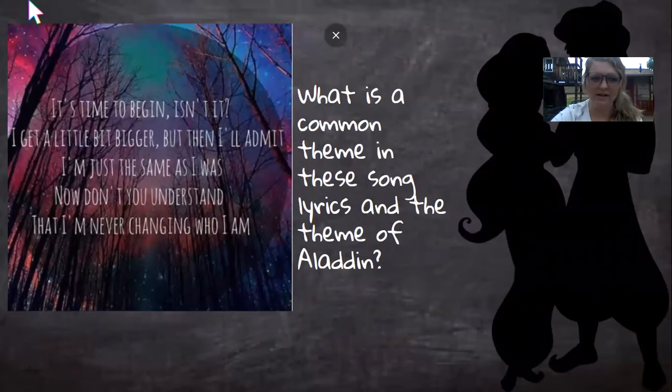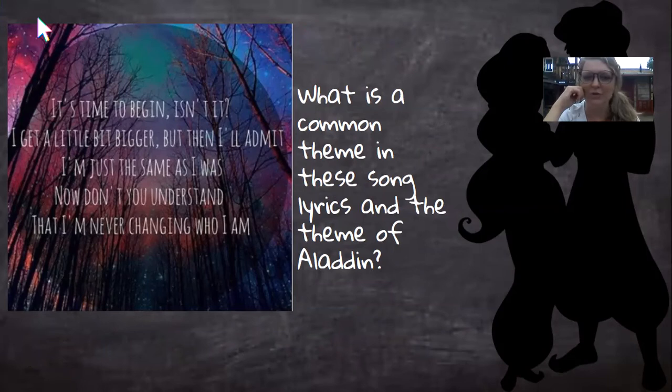Now on the left side of the screen here, I have a very short song lyric by Imagine Dragons. I hope you guys are familiar with them. My kids love Imagine Dragons, and I love their music and they have a lot of good messages. But this on the left is just a very small chunk of one of their songs.